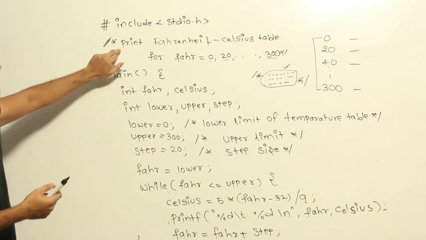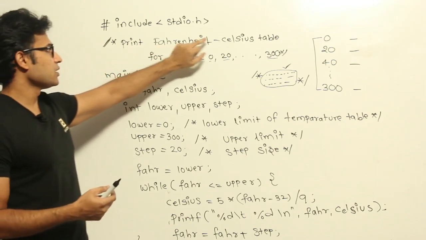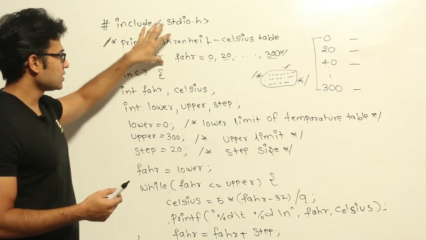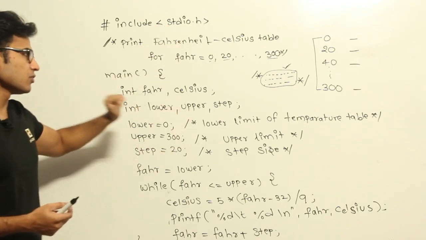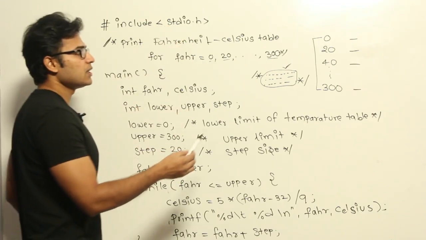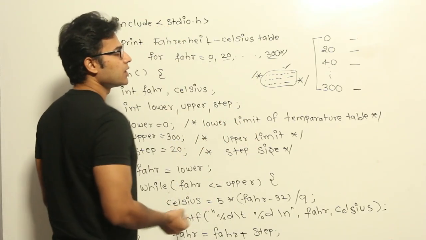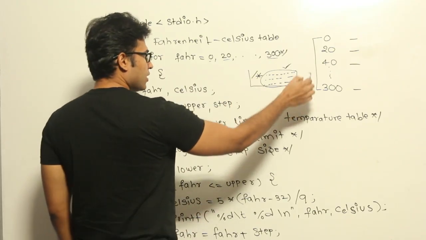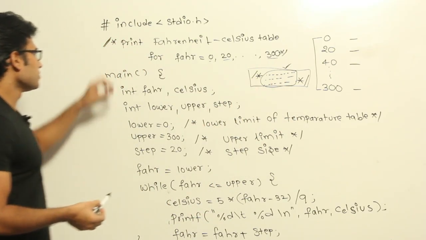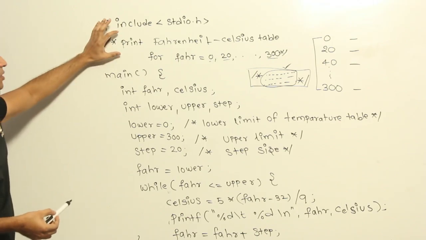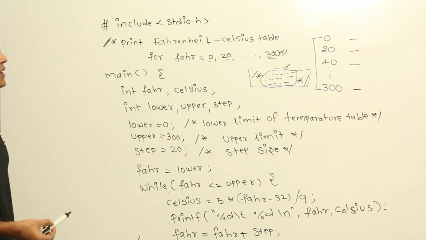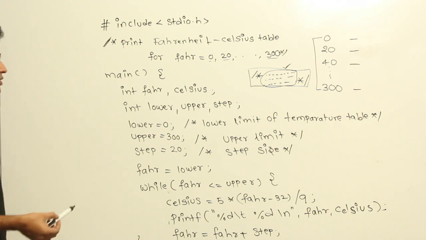Now if you see this, it is just saying print Fahrenheit to Celsius table for Fahrenheit 0, 20, 300, which means it is just giving us information about this entire program. But this is not really useful for executing the program, which means our computer need not know about this, right? Therefore your preprocessor will simply remove it. So this is going to be present in the text format of our program, but while compiling it will be removed and will not be used, right?